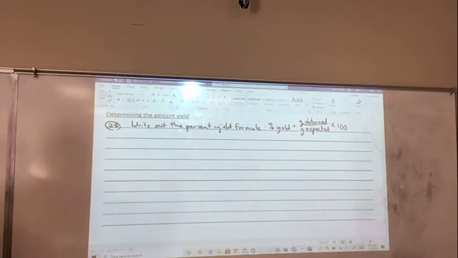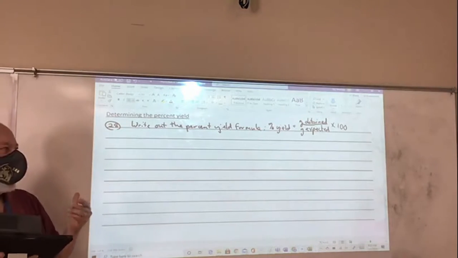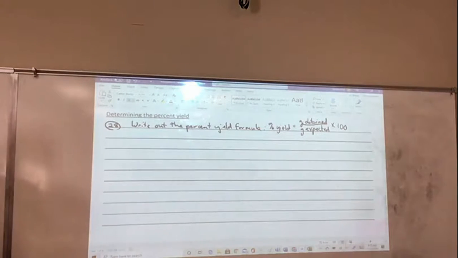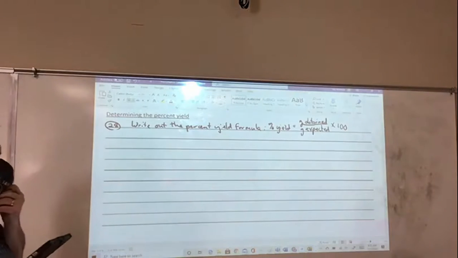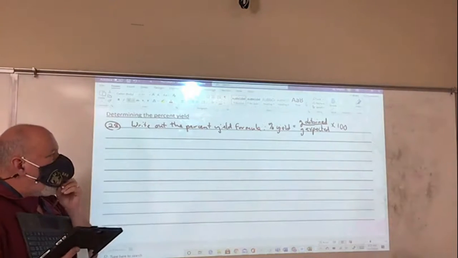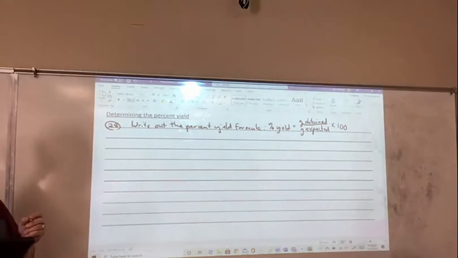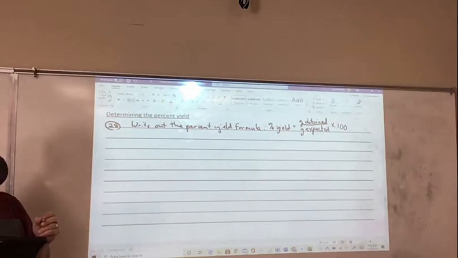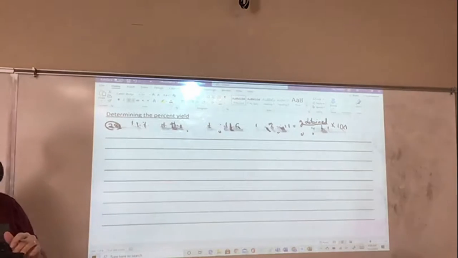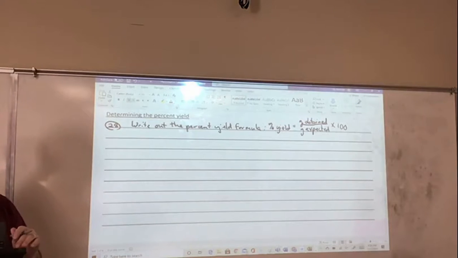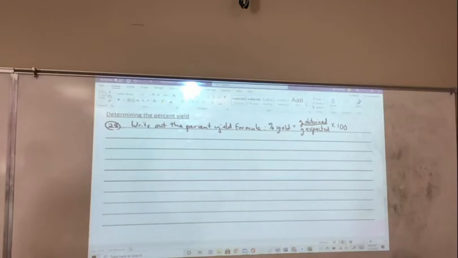And we'd like it to be 100%, right? We would like the amount that we got to be exactly how much we expected. We'd like the amount we got to be more than the amount that we expected, right? But that's not going to happen. So how did we figure out the amount obtained? How did we figure out the amount that we obtained? We just massed it, right? We just massed the amount that we had.